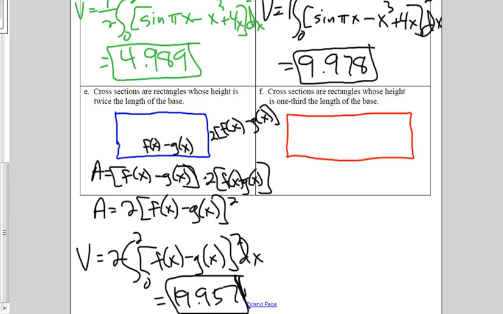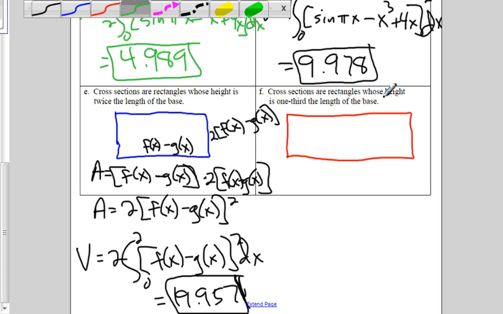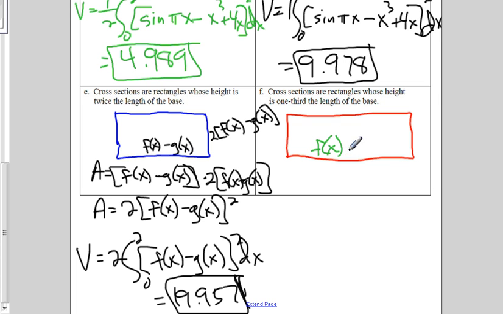I'll show you, once we get the setup, how easy that is to put in the calculator. Okay, and this one, cross sections are rectangles whose height is 1/3. So this is f of x minus g of x, and this is going to be 1/3 f of x minus g of x.